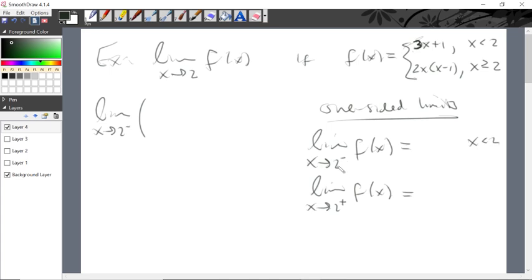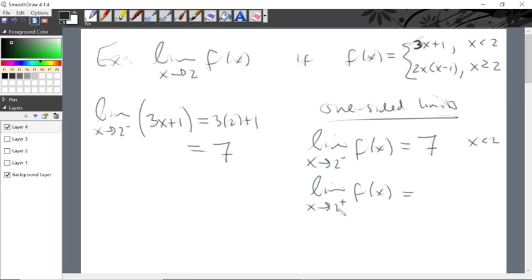Because we're to the left of 2, that means f of x looks exactly like this piece, 3x plus 1. So as x approaches 2 from the left of f of x, it's x approaching 2 from the left of 3x plus 1. This is polynomial, so the direct substitution property applies. We can just plug the 2 in, and we get 3 times 2 plus 1, and that equals 7. Okay, so this limit from the left is 7.